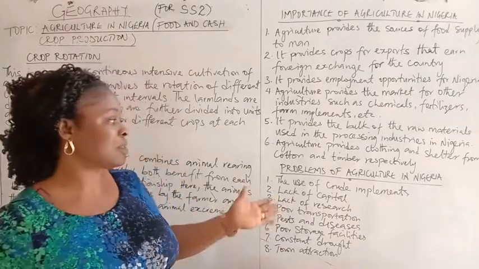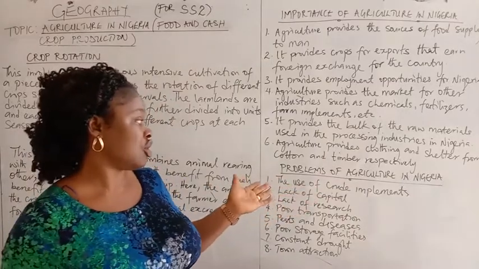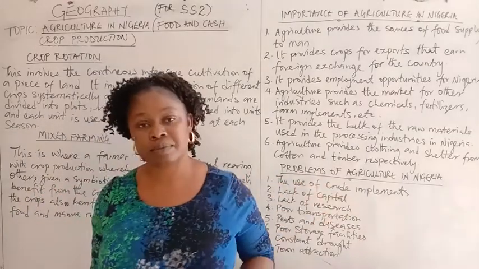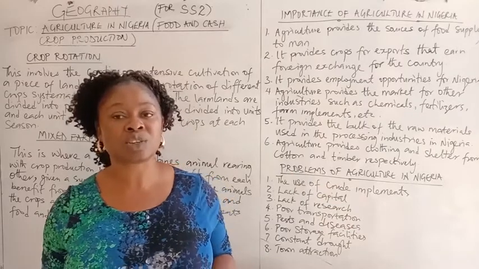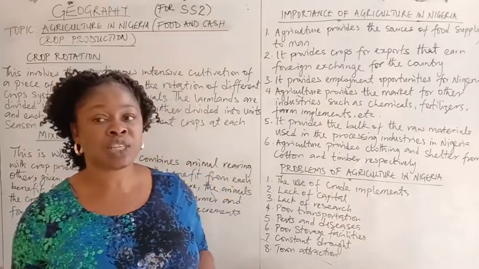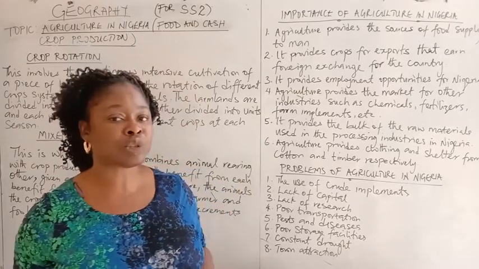We are looking at the problems of agriculture in Nigeria. One of the major problems is the use of crude implements. The use of simple agricultural implements, such as cutlasses and hoes, instead of modern equipment, and the output will be low.